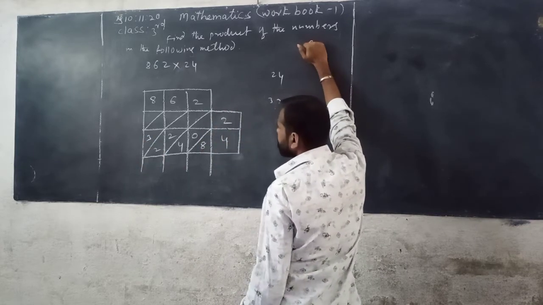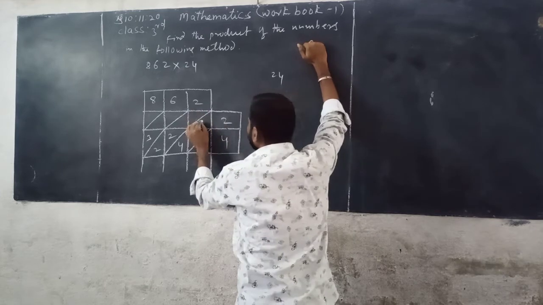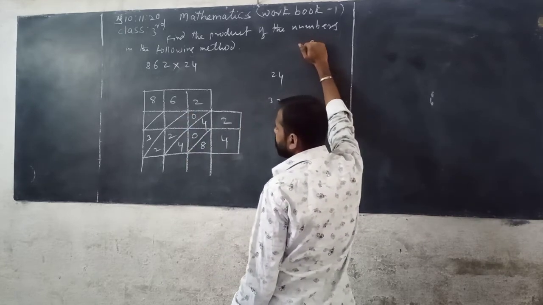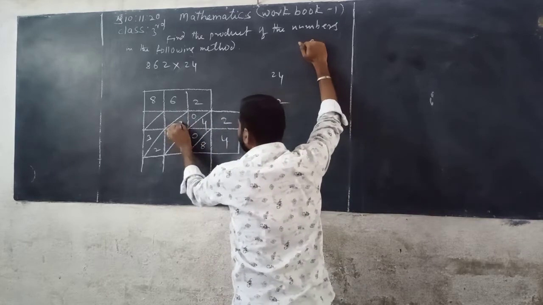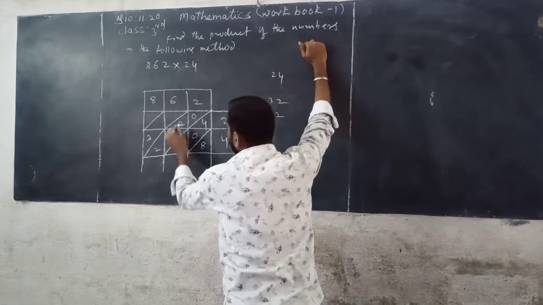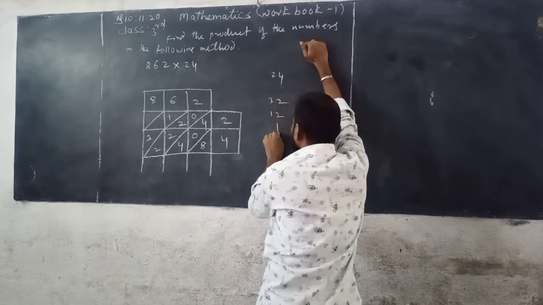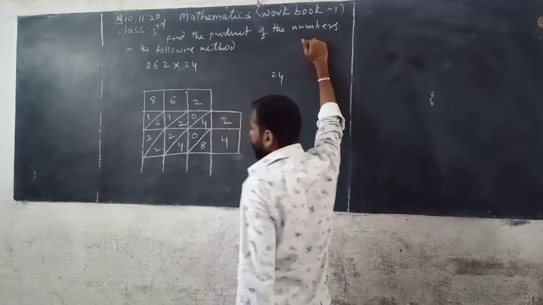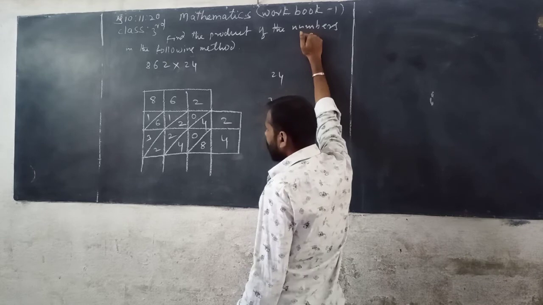Then next, 862 is multiplied with 2. 2 2s are 4, 4 write down below of the diagonal and 0 write down above the diagonal. Now next, 2 6s are 12, in it 2 is write down here. Now 1 is right above the diagonal. Next 2 8s are 16. So I have to take this cell, 6 write down below of the diagonal and 1 write down above the diagonal in this cell.